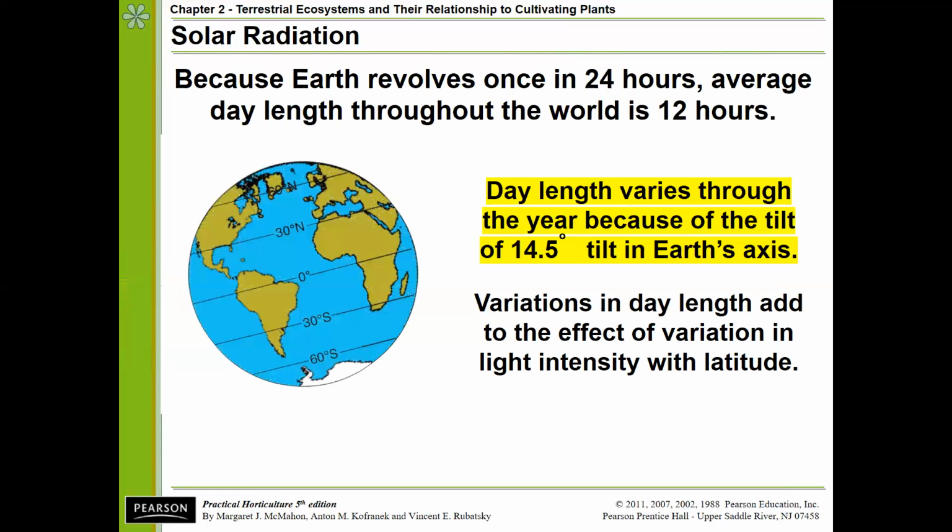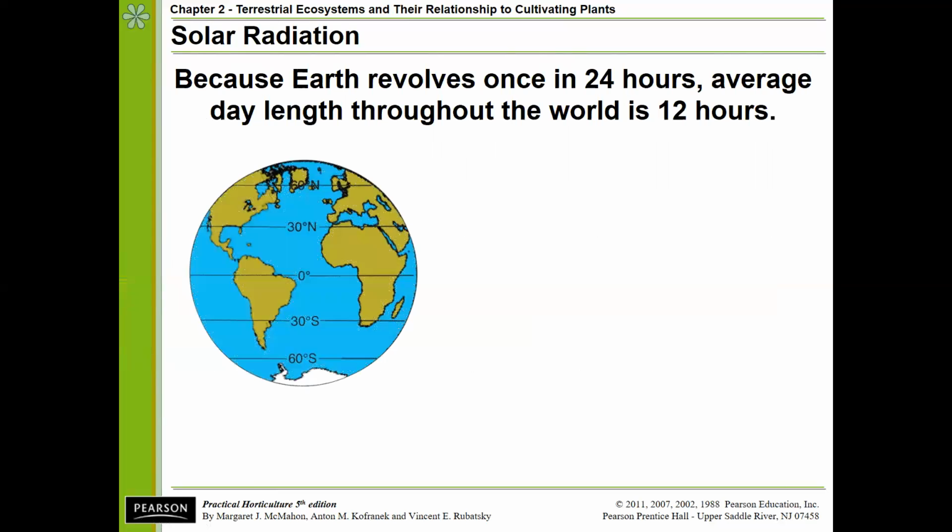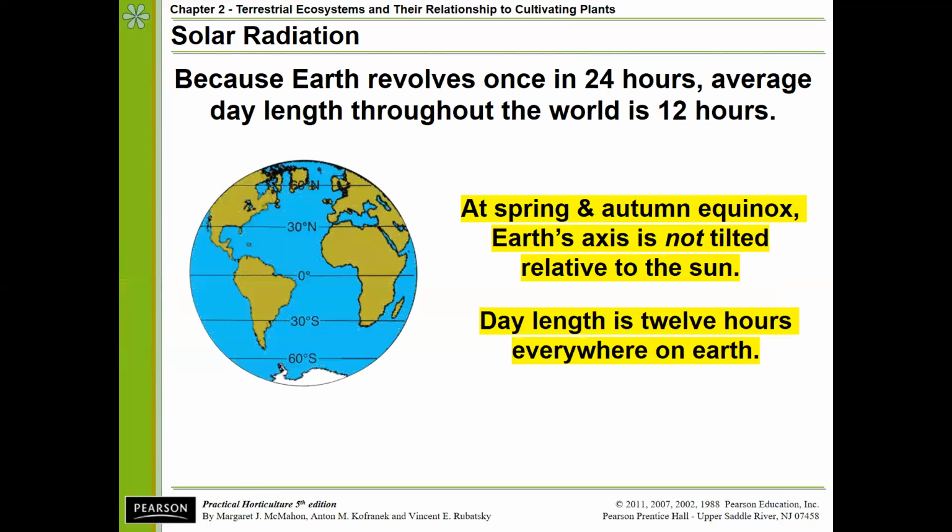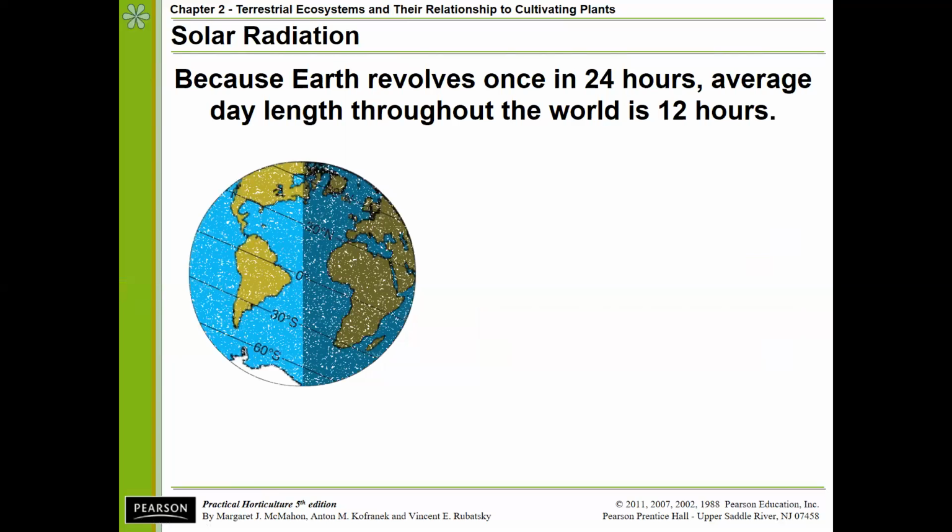Day length varies throughout the year because of the tilt of the Earth on its axis. However, at equinox, which we just experienced, we're not tilted relative to the sun. We were, basically, 12 hours everywhere on Earth. So, hey, welcome. Happy fall, everybody. The autumn equinox has occurred.